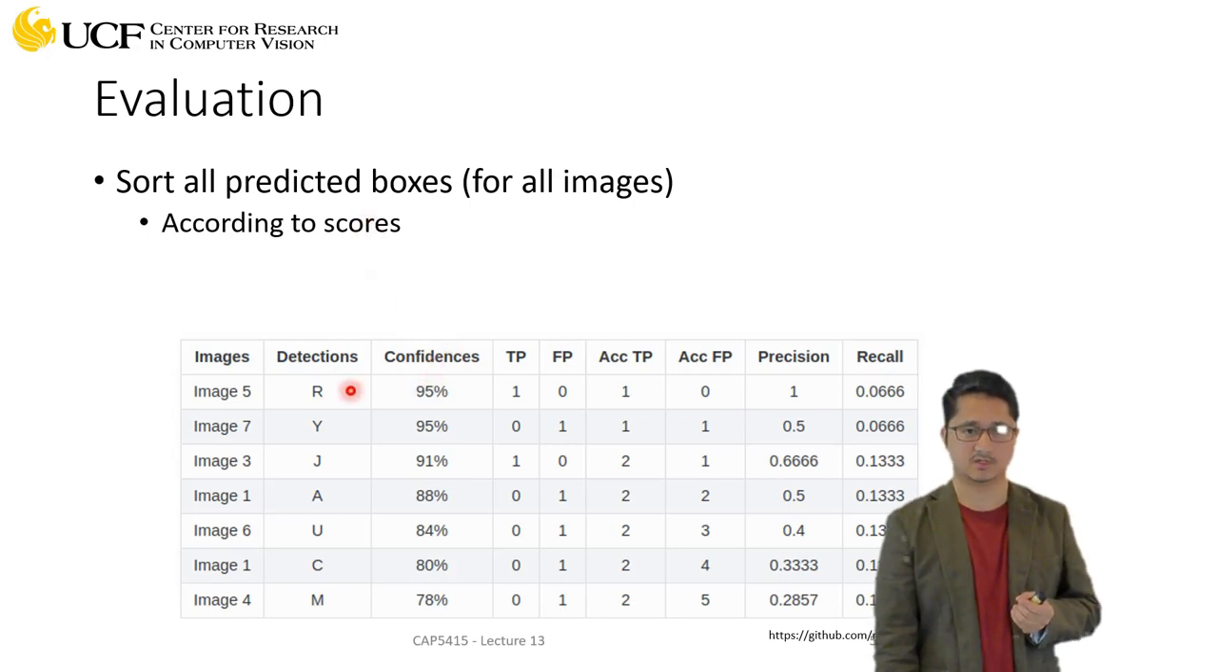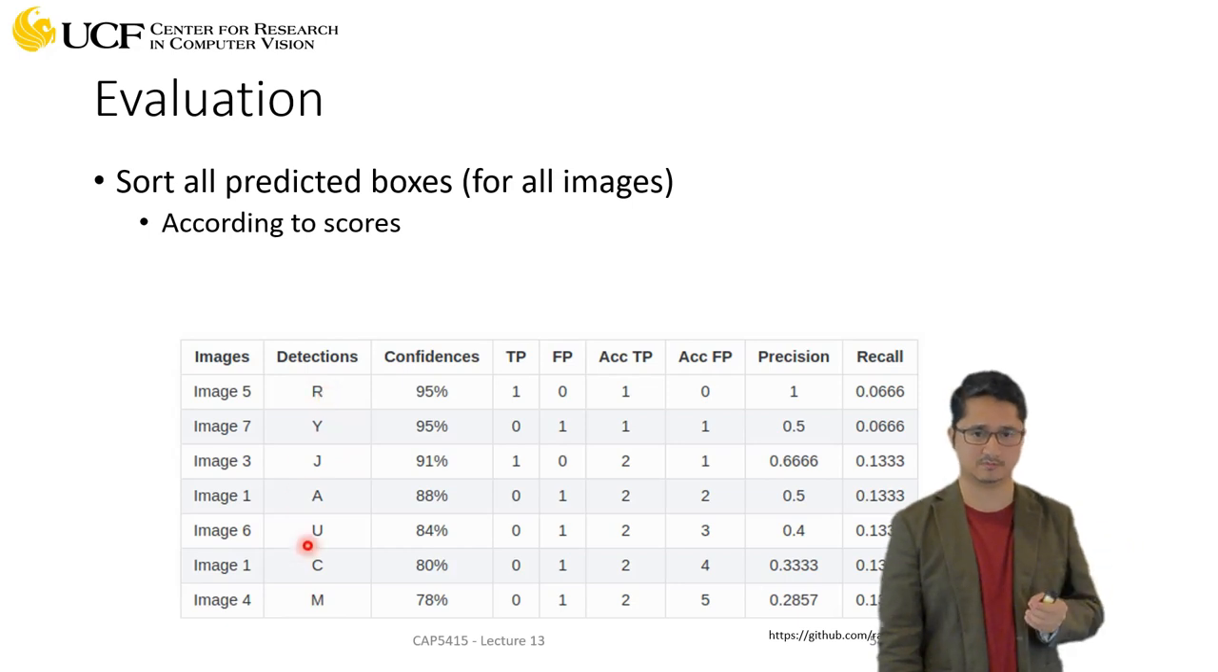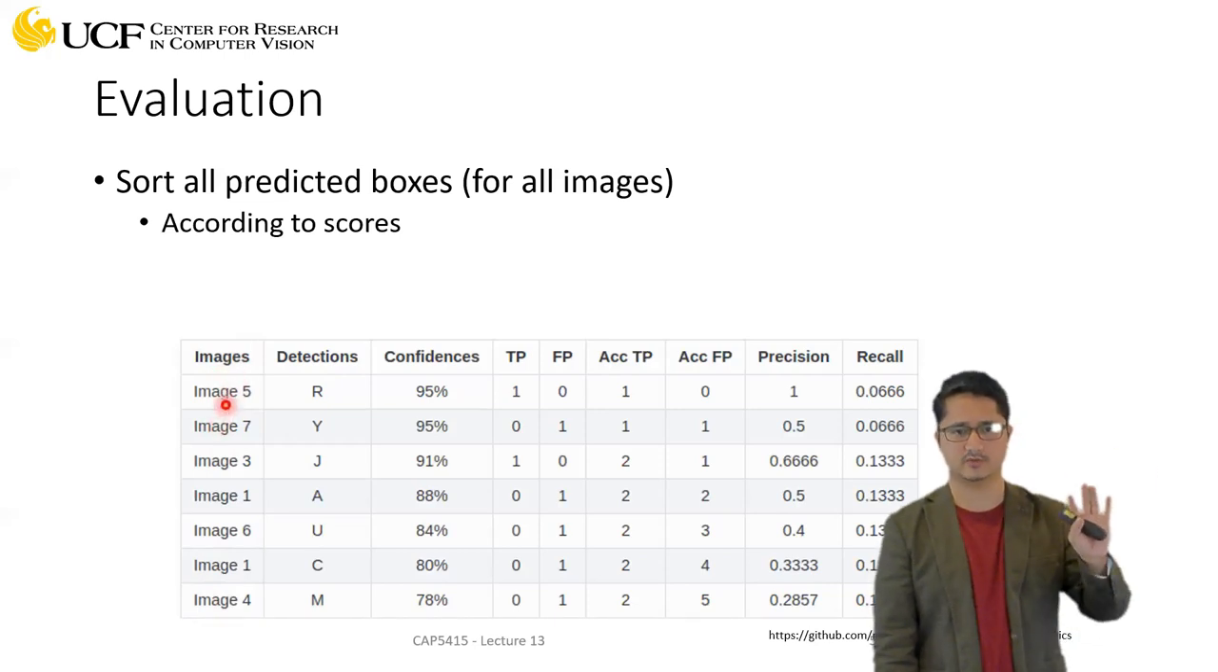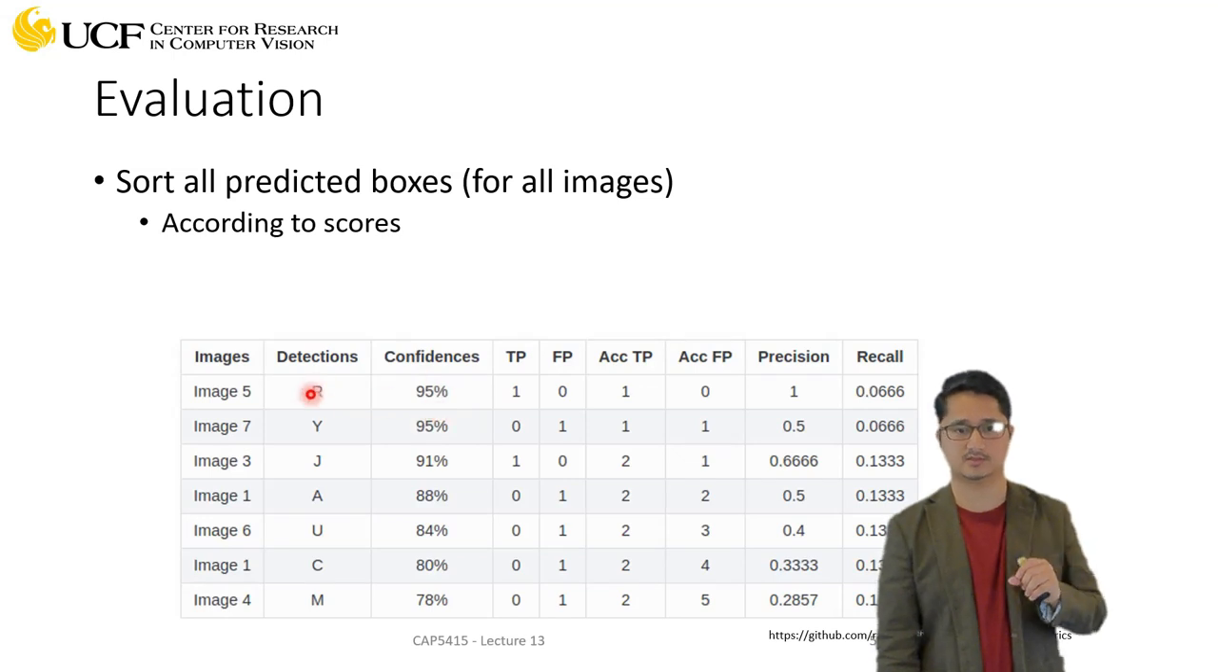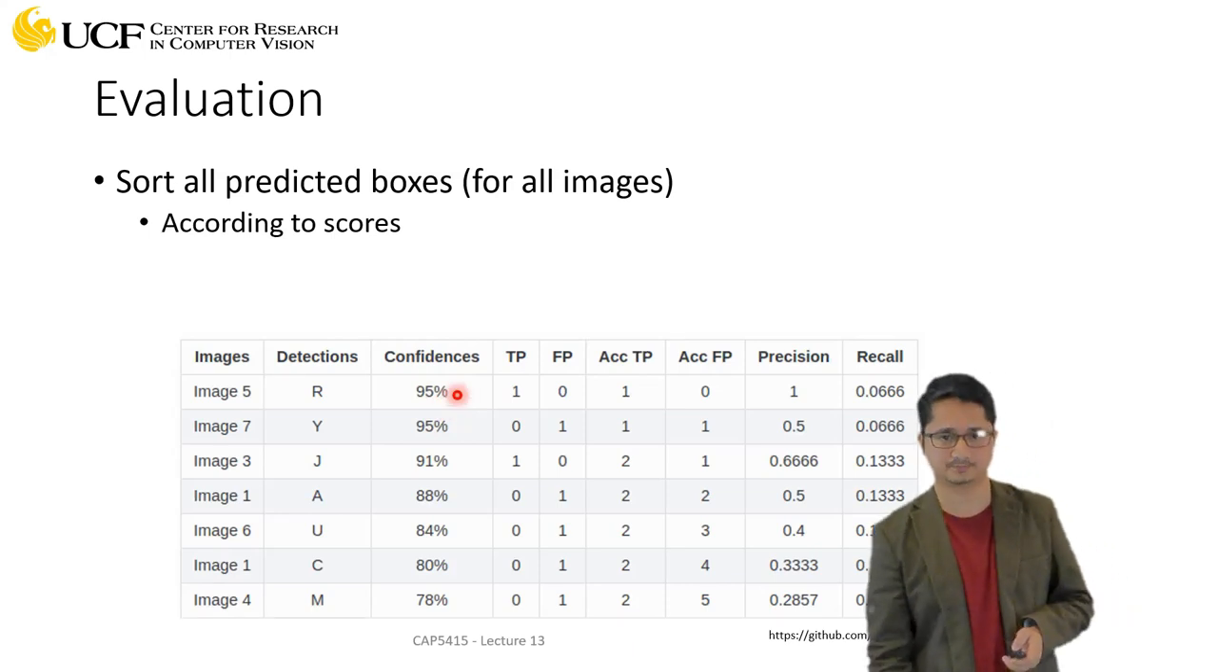For example, this is a sorted list, and these are the detections. These are just names, don't worry about it. They are just acronyms given to each detection. You can use whatever name you want. So don't worry about the second column, and don't worry about the first column as well. This is just the name of your image. For example, you had an image named image 5, and some detection named R. You could use any other name. Your model said there is some object present in that image with a confidence of 95%. And that's the reason this is on the top row, only because of this confidence score. All right, so that's the starting point.